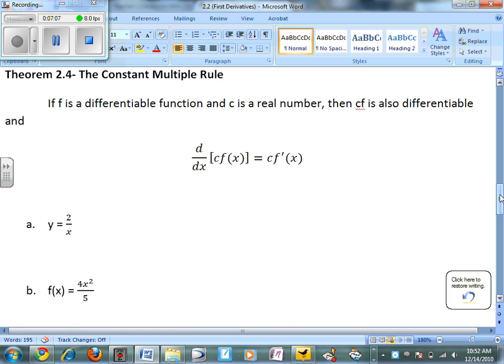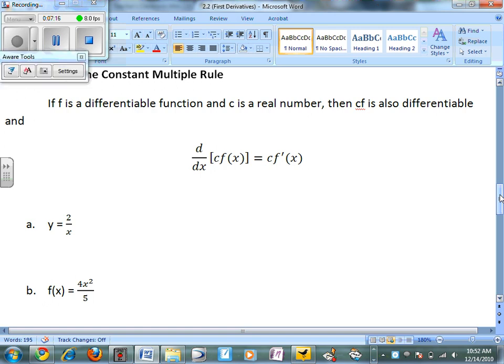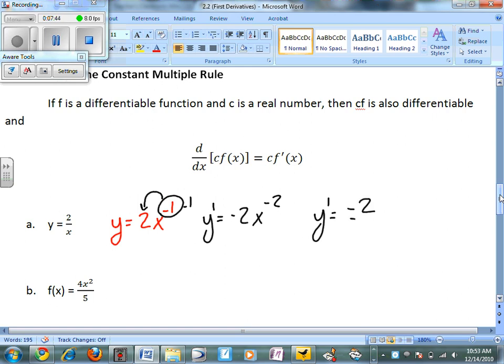Constant multiple rule is just saying that we can take the derivative of the x and then multiply by whatever that function is being multiplied by. To show you an easier way, let's find the derivative of y equals 2 over x. We can rewrite this as y equals 2 times x to the negative 1. And what we do with the constant rule is, when we bring this down, we just multiply it by whatever's in front. So the derivative, y prime, is going to be negative 2x to the negative 2 because we subtract 1 from the exponent. And we could rewrite that as y prime equals negative 2 over x squared.